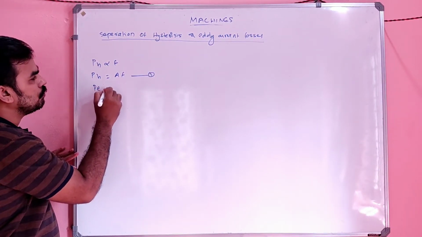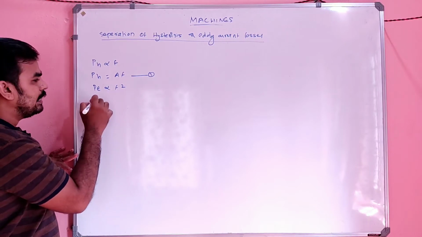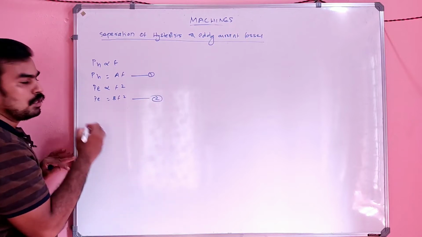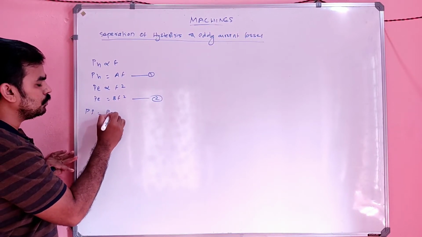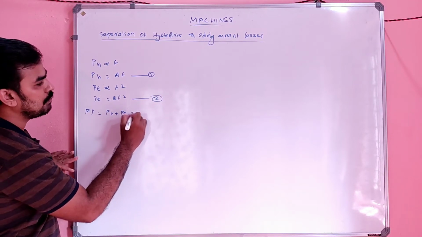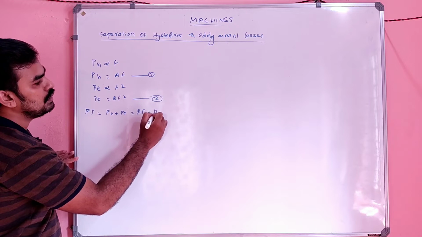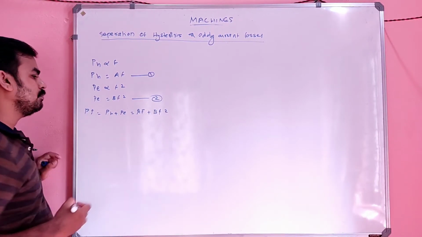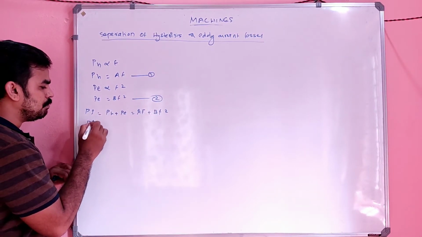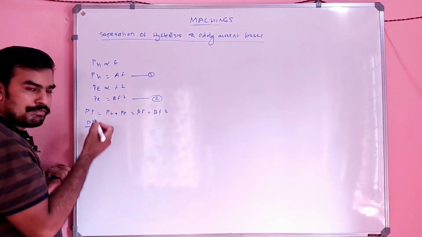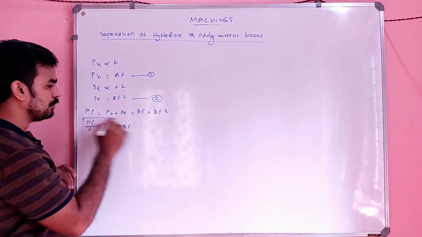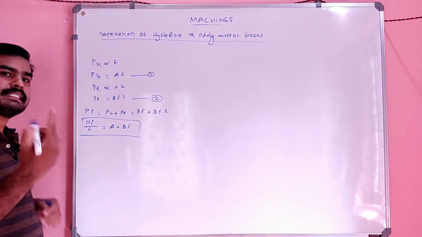And eddy current loss is directly proportional to f square. If I remove the proportionality constant, it becomes B f square. That be equation number 2. So the total iron loss Pi will be equal to Ph plus Pe, which is nothing but A f plus B f square. So what is Pi by f now? Pi by f is equal to A plus B f. Very, very important relation: Pi by f is equal to A plus B f.